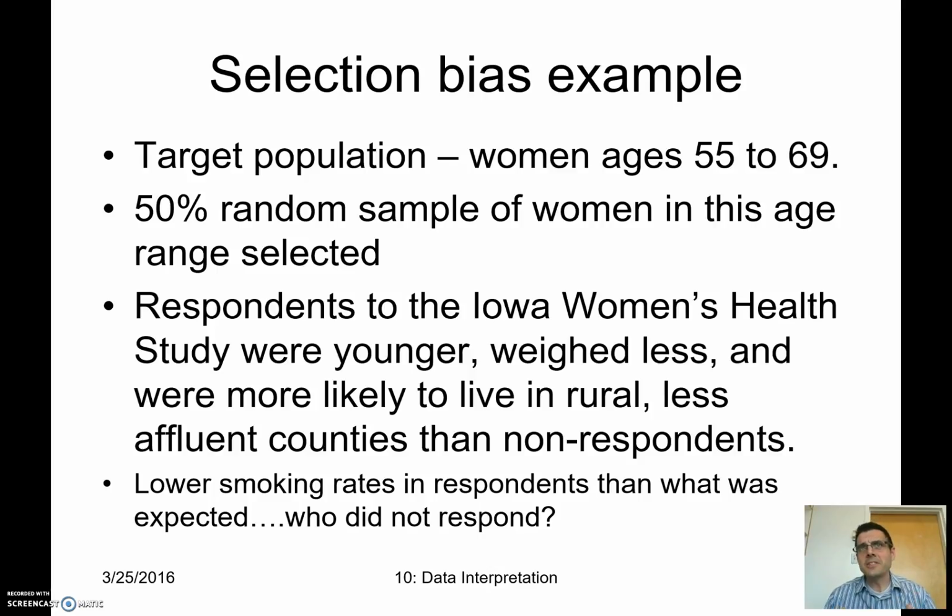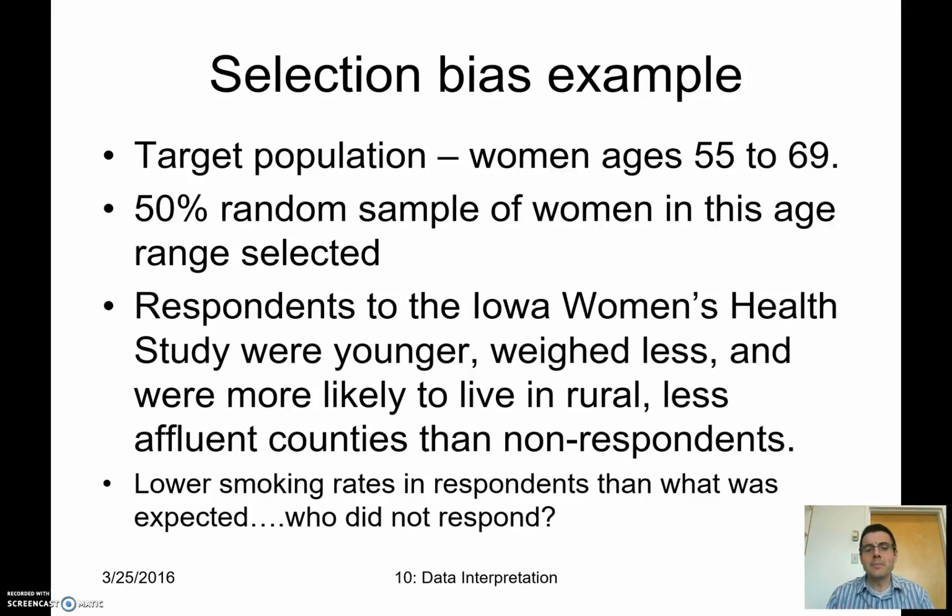So you have to ask yourself, when you think about a selection bias scenario and the way a study is designed, who didn't respond to this particular study? Well, people that lived in rural areas and less affluent counties did respond. So was it the more affluent women, as well as those living in urban centers, who just didn't respond? Now you have to ask yourself, when you look at the way the data is collected, is this really representative of the target population?